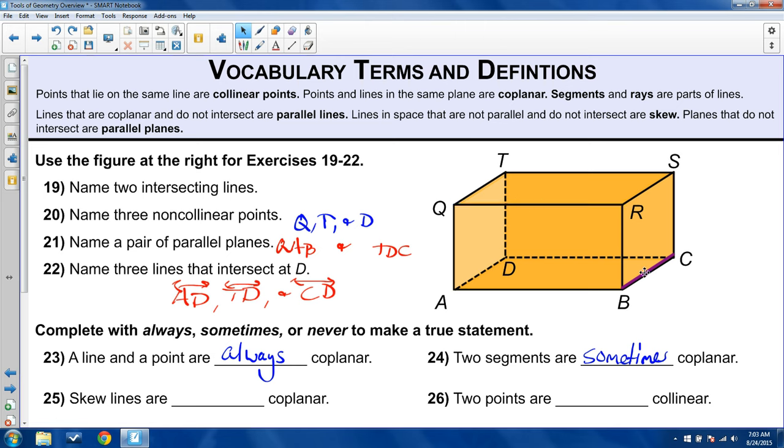With these next two, I'm going to go with that always, sometimes, never approach by thinking always first and seeing if it ever works. Skew lines are always coplanar. Let's say it was always. Then you have to tell us at least one example where it works. QR and a skew line would be DA, right? They are skew. If you keep working, you'll figure out they never intersect and they're not parallel. Therefore, they are not on the same plane. Therefore, they are never coplanar.